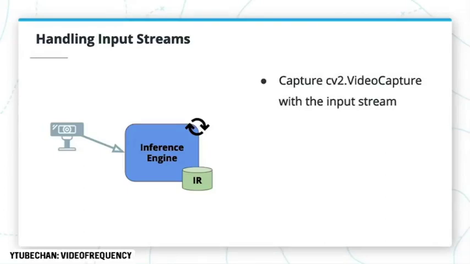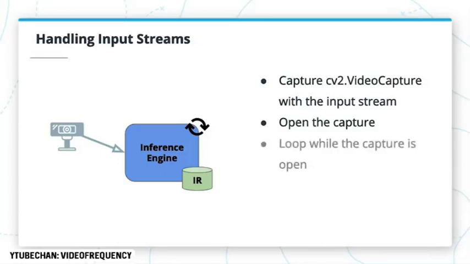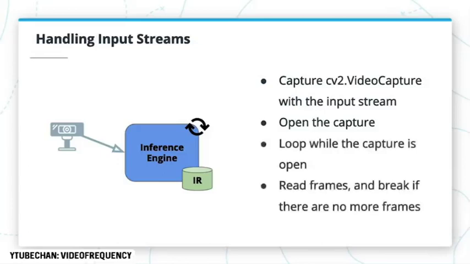That's just the first step though. This capture object must then be opened with capture.open. Then you can basically make a loop by checking if capture.isOpened. And you can read a frame from it with the capture.read function. This function will actually return two items, a Boolean and the frame. If the Boolean is false, there's no further frames to read, such as if the video is over, so you should go ahead and break out of the loop.